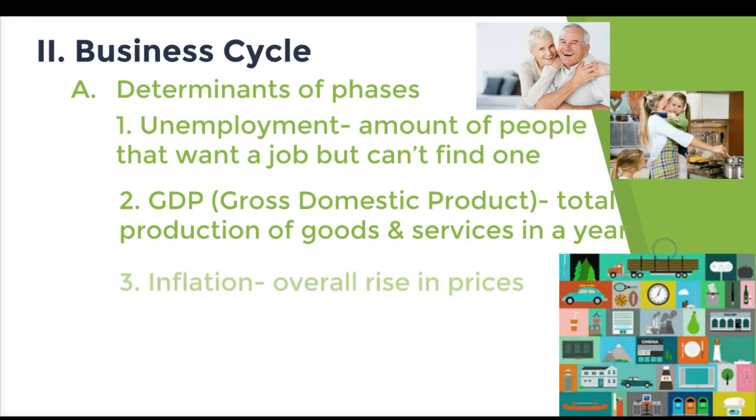The third determinant of the business cycle is inflation. So, an overall rise in prices. How much are prices rising from one year to the next? Now, inflation is determined by a bunch of different things, but generally speaking, what we're saying is that the value of your money has dropped.